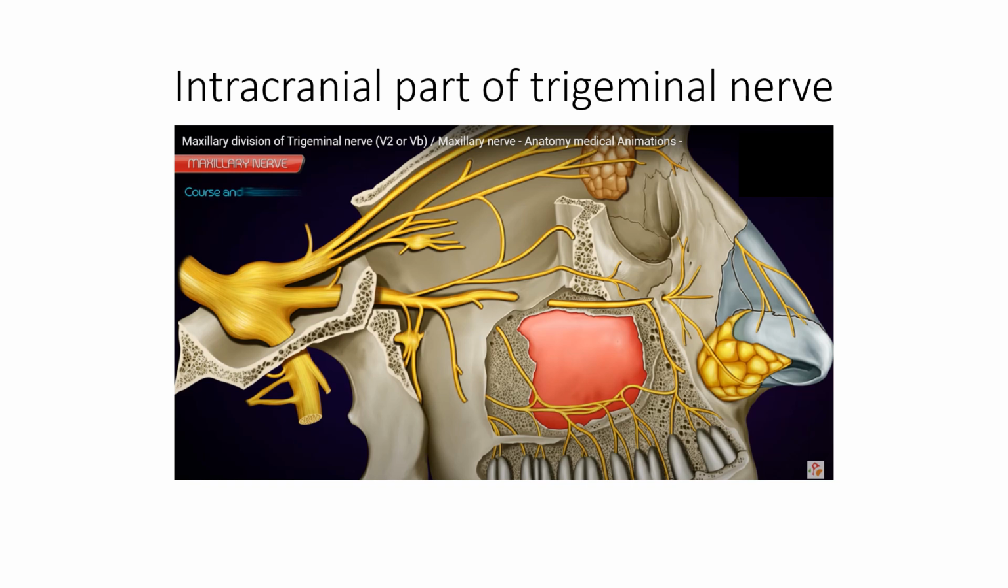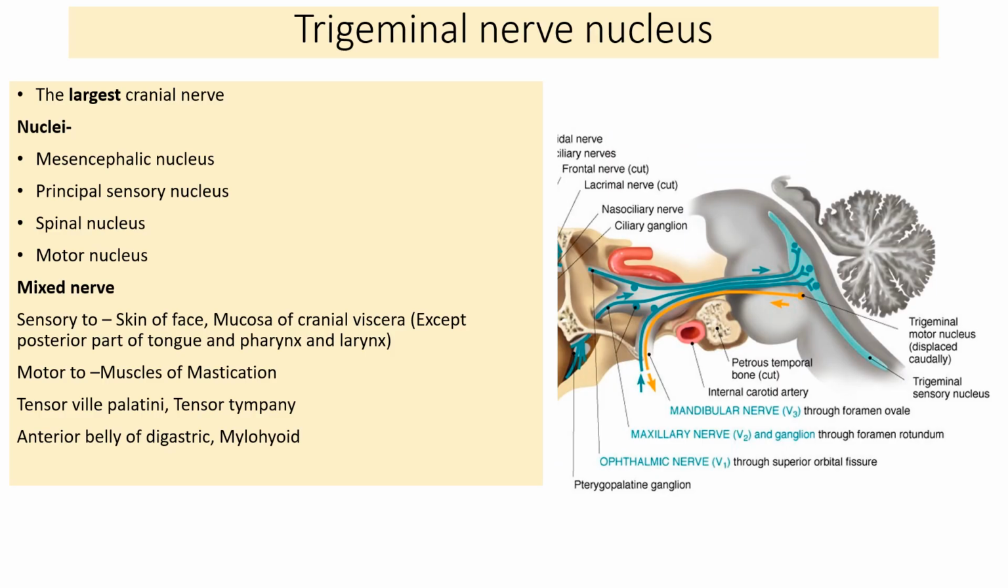It also has a parasympathetic relation because it carries postganglionic parasympathetic fibers from all parasympathetic ganglia. So all the parasympathetic ganglia of head and neck have relation with the fifth nerve, because their postganglionic parasympathetic fibers will pass through the fifth nerve only. Let's see the course of the fifth nerve.